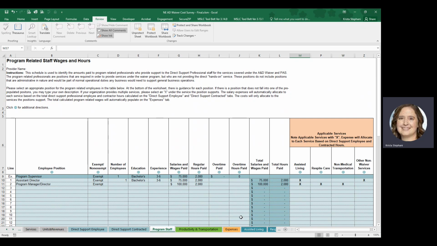And then this information will then automatically populate onto the expenses tab, which will have training provided in a separate module. We thank you for your time in completing this cost survey request and for your time that you took to review this training module.